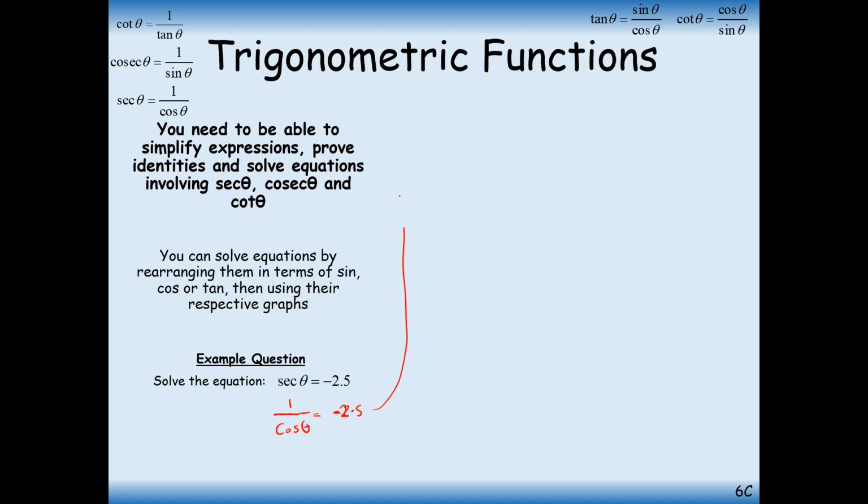If I bring the work and write it on the right side here, that means that I will have 1 over negative 2.5 equal to cos theta.